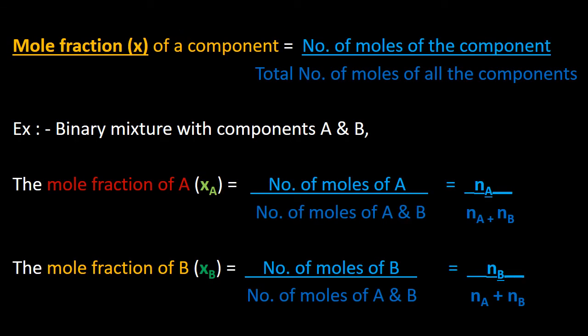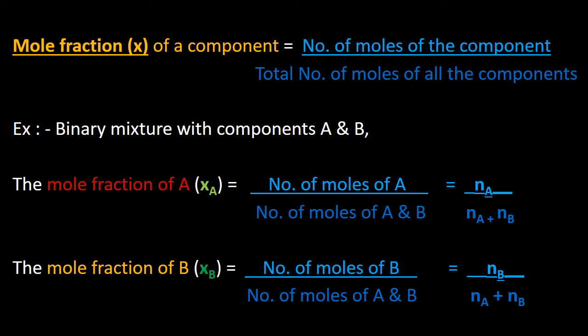Okay, let us know what do you mean by mole fraction of a component, denoted by X. Mole fraction of a component is equal to number of moles of the component divided by total number of moles of all the components. Let us consider a binary mixture containing the components A and B. The mole fractions of each component can be calculated as below. The mole fraction of A, that is XA, is equal to number of moles of A divided by number of moles of A and B, that is equal to Na divided by Na plus Nb.